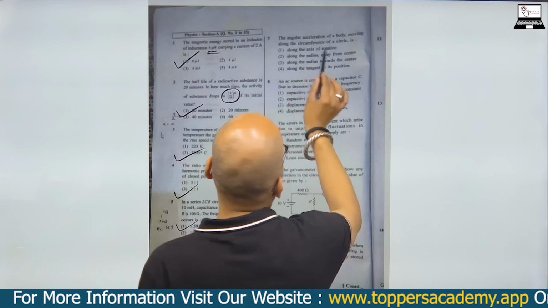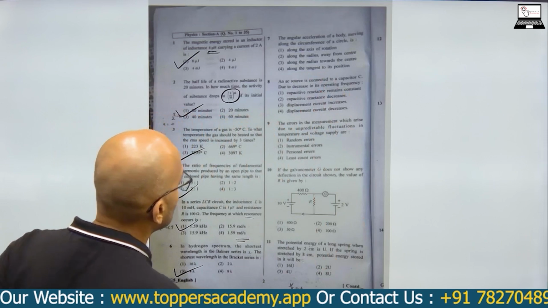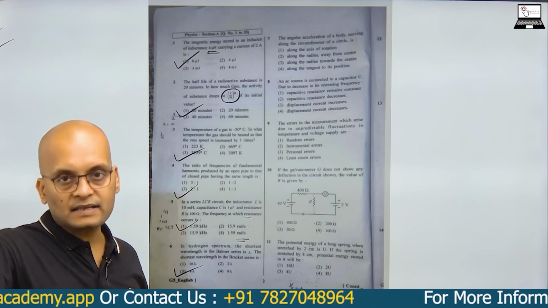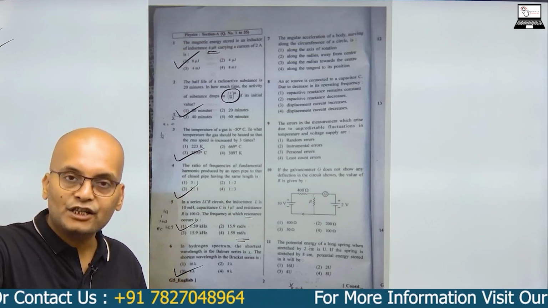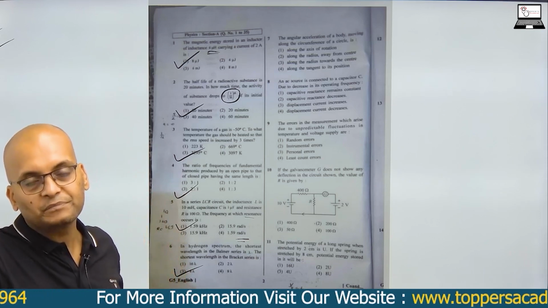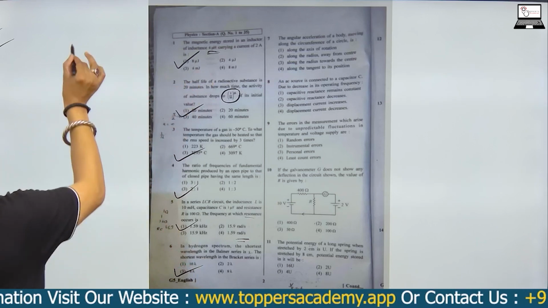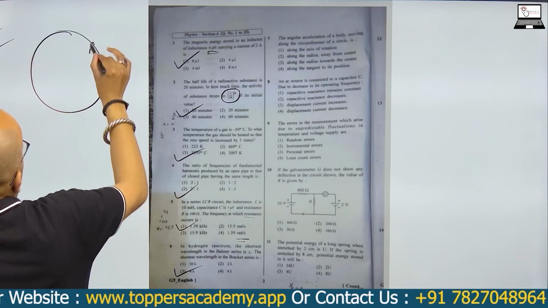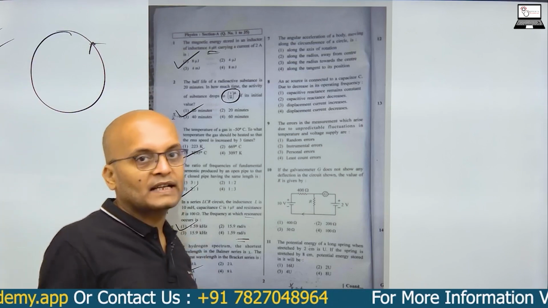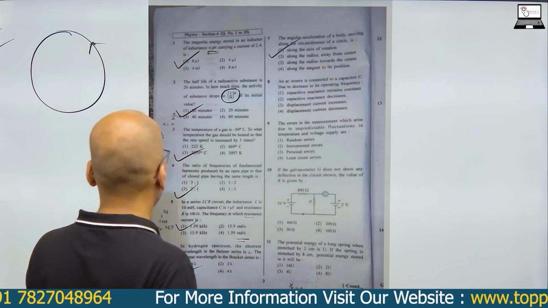Next is the angular acceleration of a body moving along the circumference of the circle is. Please see, we have discussed in the class how many types of acceleration a body possesses when it is performing circular motion. Yes or no? Right. Here it is talking about the angular acceleration. So if a body is moving in a circular motion, its angular acceleration is always along the axis of rotation. So option 1, along the axis of rotation.